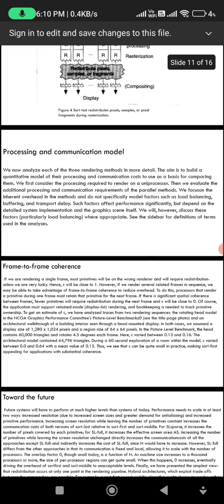Processing and communication model. We now analyze each of the three rendering methods in more detail. The aim is to build a quantitative model of their processing and communication cost to use as a basis for comparing them.